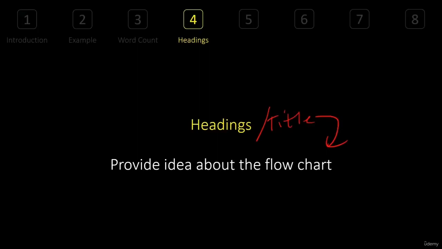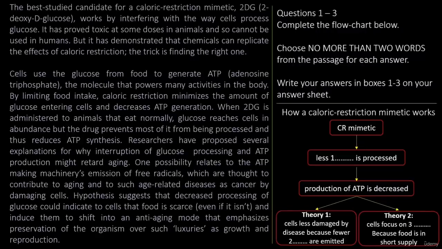And with information comes answer. Let me show you here. What do I mean by headings? You see here how a caloric restriction mimetic works. What do you think this is? If you look at it, first comes instructions, then comes question numbers, and then comes the whole flowchart along with the heading or the title. This is the heading or the title. Using this title, you can guess where the answer lies, or at least where the answer starts from.